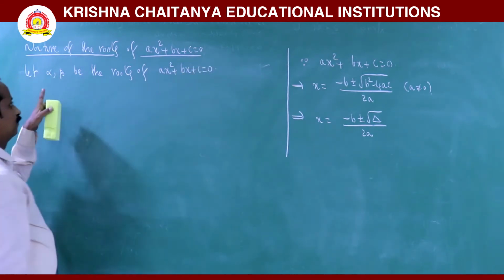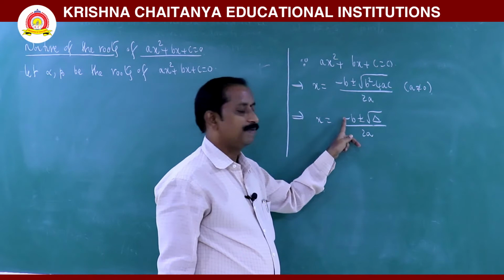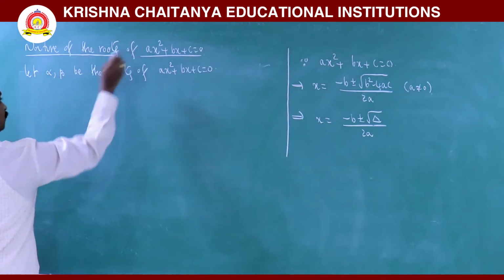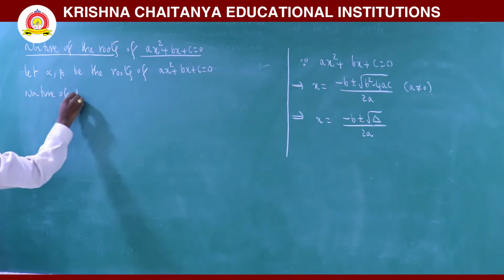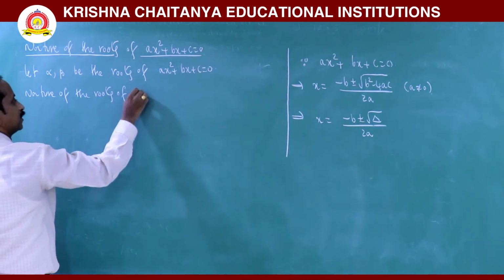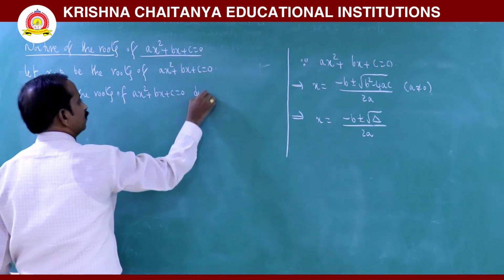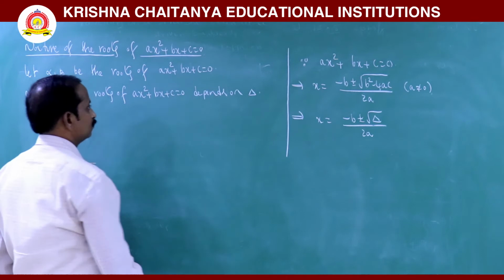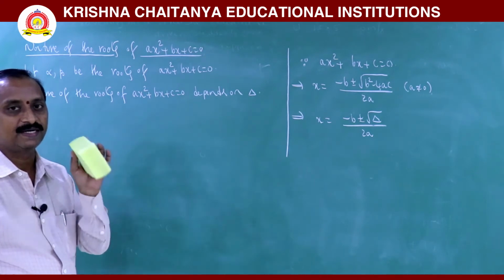We know what alpha and beta are. Alpha is nothing but (−b + √delta) / 2a, and beta is nothing but (−b − √delta) / 2a. Since the nature of the roots of the given quadratic equation ax² + bx + c = 0 depends on the discriminant, delta, whenever in any problem we need to find the nature of the roots, first of all we calculate delta.